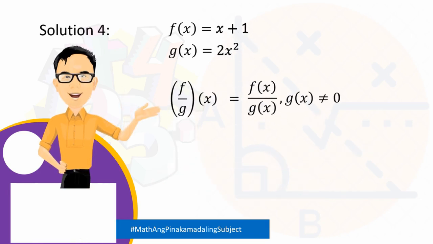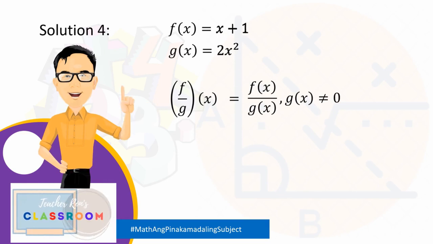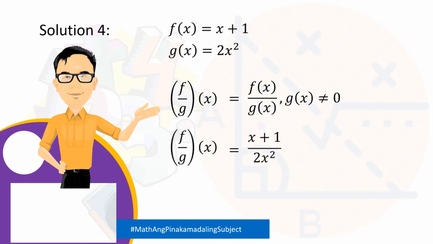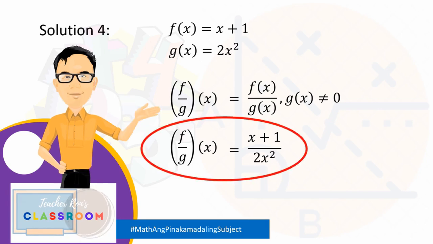Solution number 4. Still our given f of x is equal to x plus 1 and g of x is equal to 2x squared. Find f divided by g of x. F divided by g of x equals f of x divided by g of x, where g of x cannot be equal to 0. Replace f of x with x plus 1 and g of x with 2x squared. Our quotient, f divided by g of x, is equal to x plus 1 divided by 2x squared.